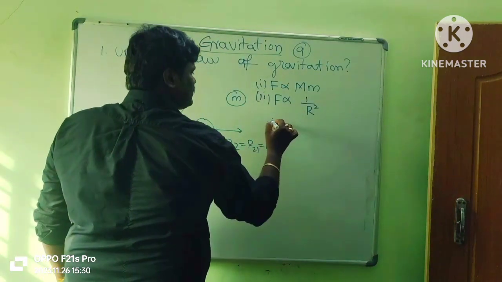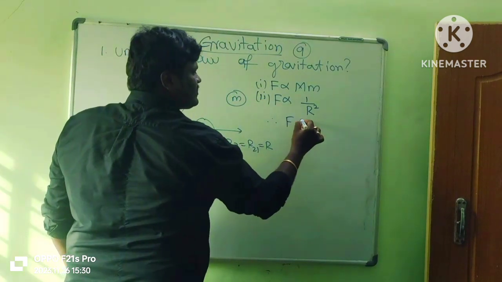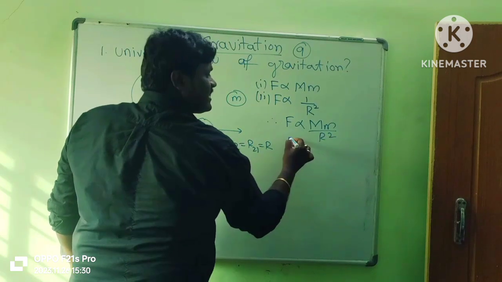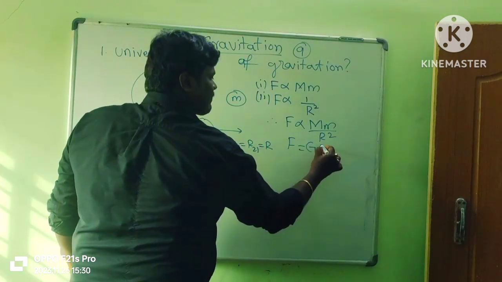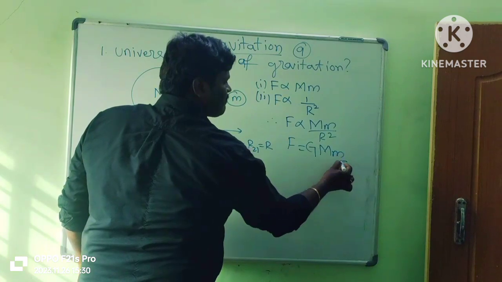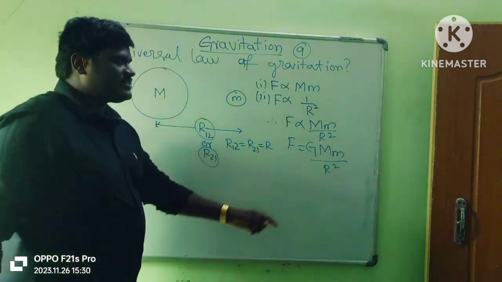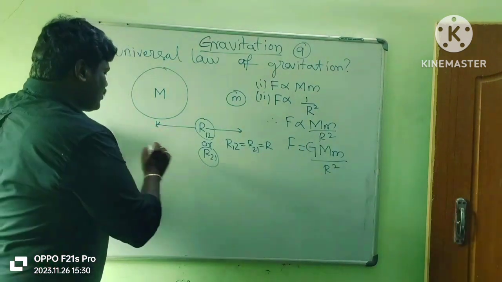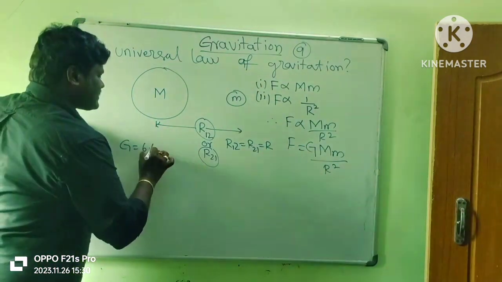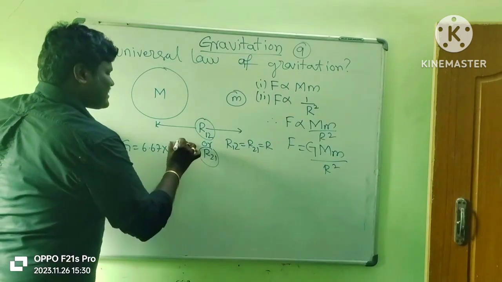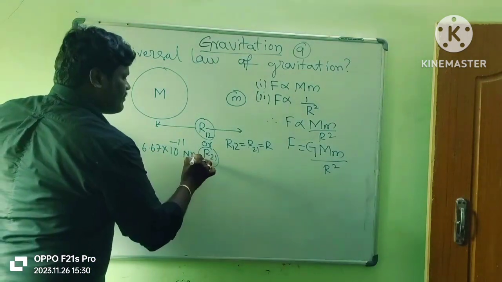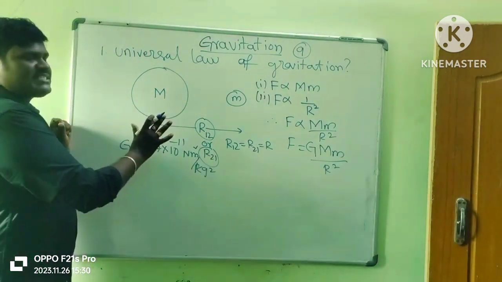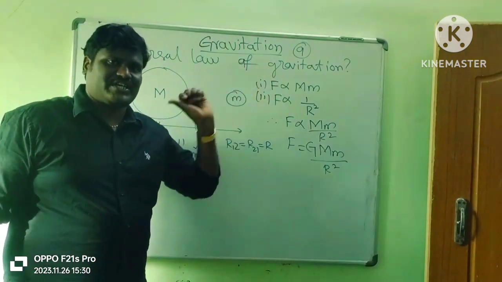Now, from the first and second statements, F is directly proportional to capital M small m by R square, and therefore F is equal to capital G capital M small m by R square. Here capital G is the gravitational constant. The value of G is 6.67 into 10 to the power of minus 11 newton meter square per kg square. So this is the universal law of gravitation.